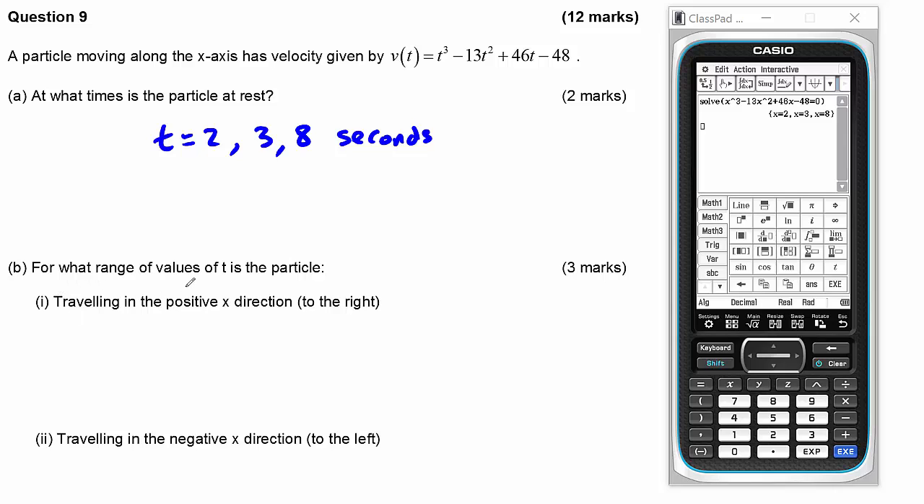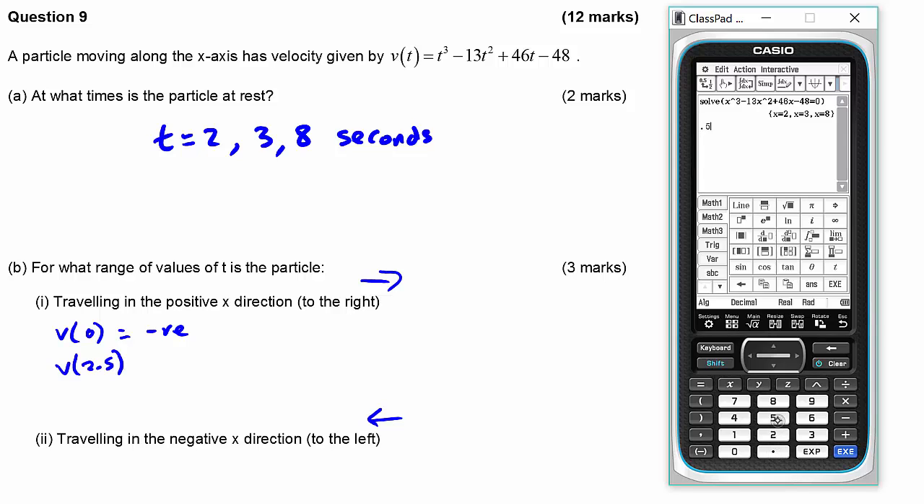For what range of values of t is the particle travelling in the positive x direction, travelling in the negative x direction? Well, let's just try a few values. If we look at 0, it's travelling in the negative direction, so it probably changes at 2. So v of 0 is negative. So let's look at v of 2.5.